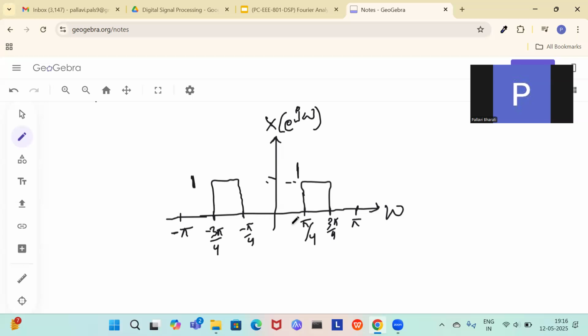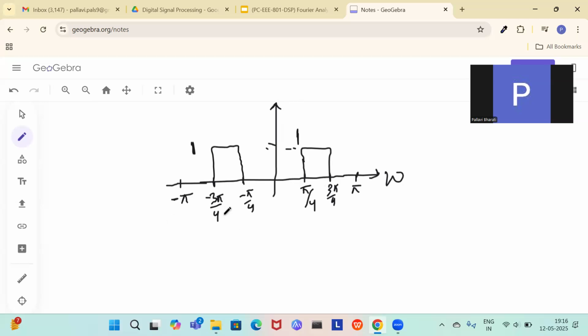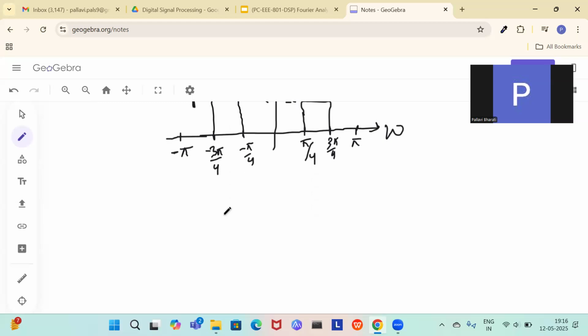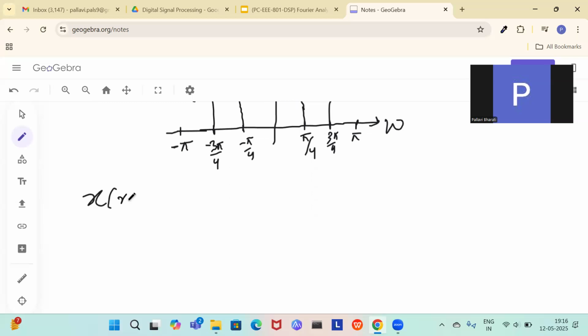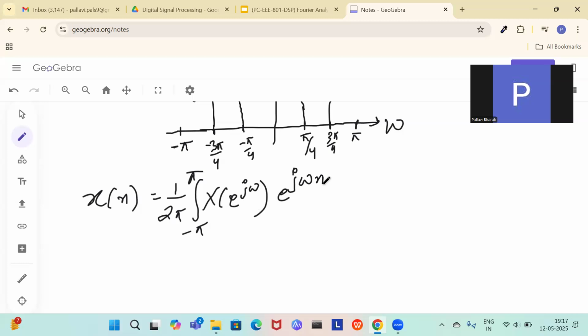Since mod was given, you have to understand that it will range from the minus of that part also and the plus of that part also. So from π/4 to 3π/4 and −π/4 to −3π/4. And the same thing with 0 also happens. Now we have to find x of n. For x of n, you know the formula we discussed right now: 1 by 2π, integral from −π to π, x of e^jω, e to the power of jωn dω.